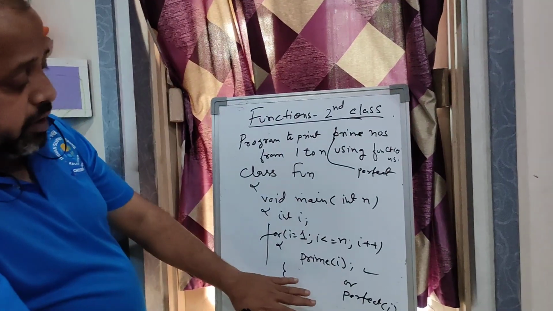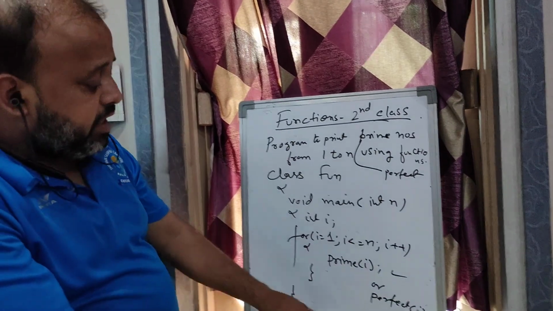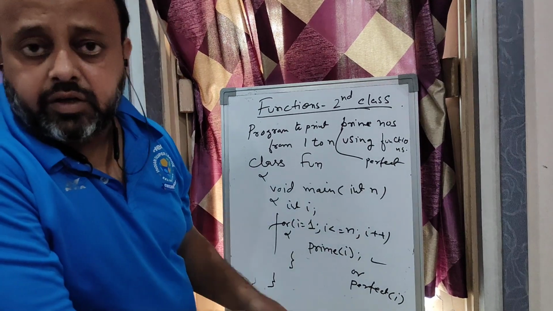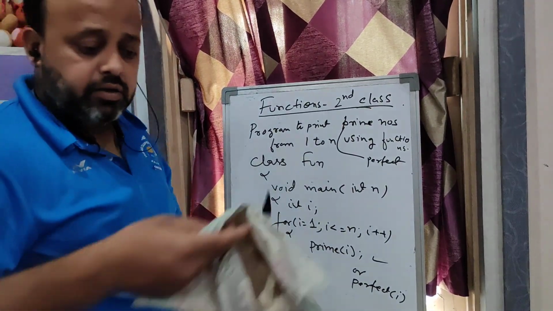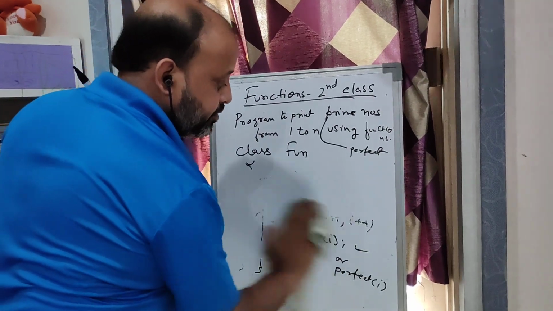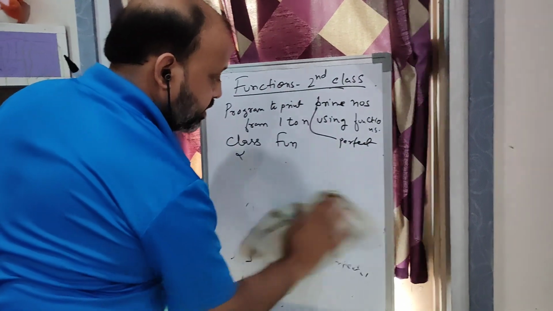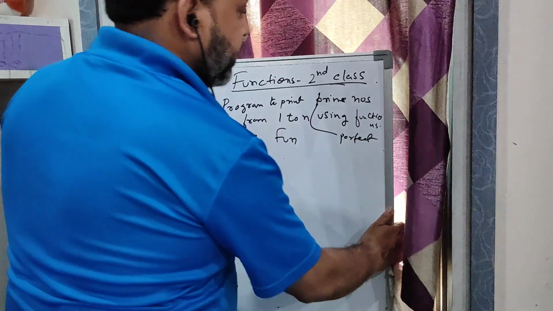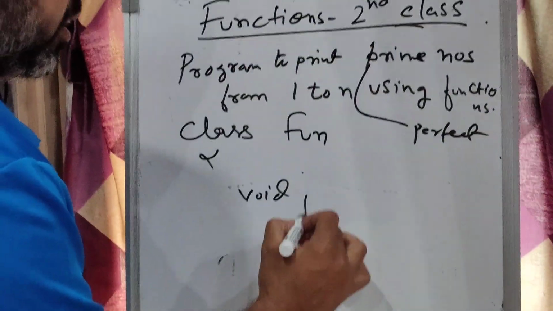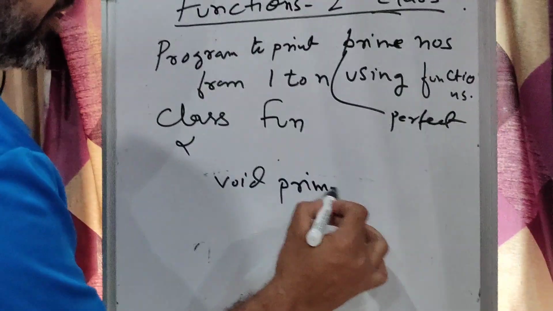So the first part is clear. I will be writing just two functions, void prime and void perfect. Is that clear? So I am running this. I will just write now the function part. I hope you all have done the prime numbers program in class 9.